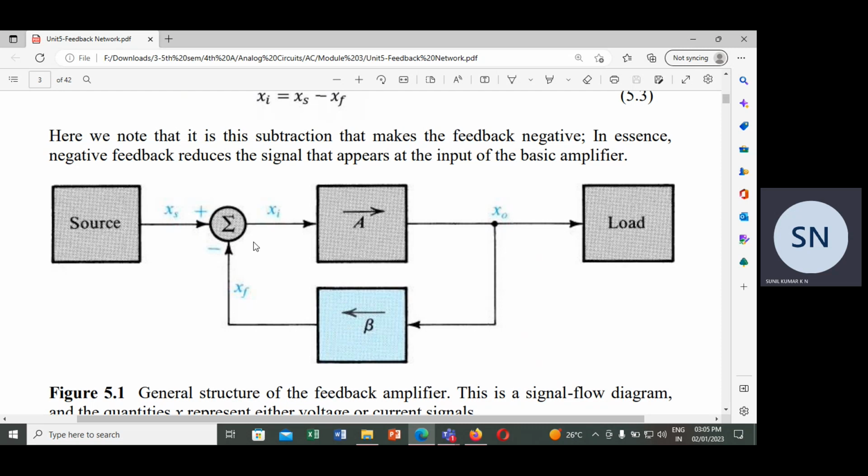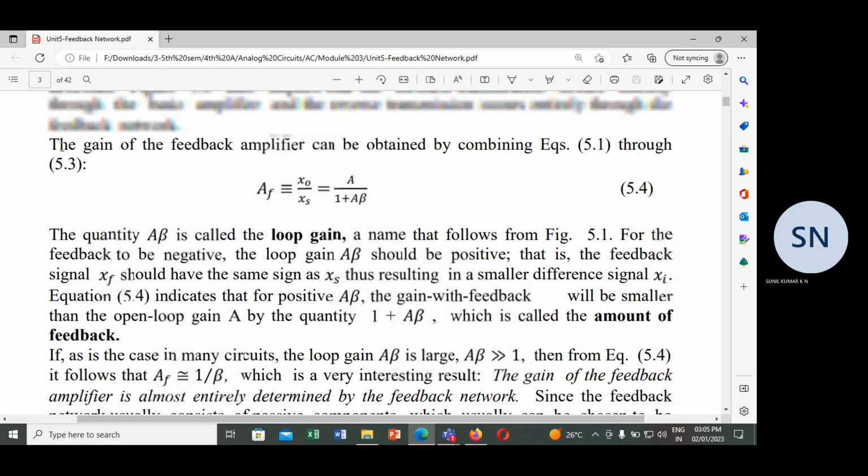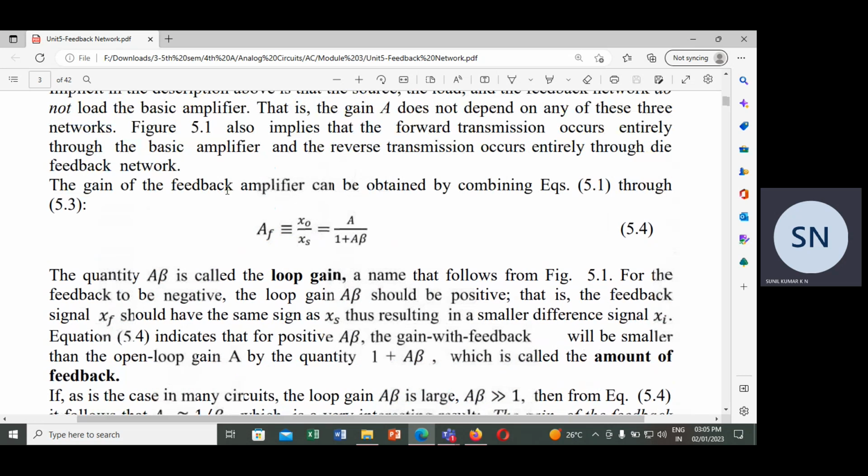feedback gain. So in the beginning of the morning class we wrote A into beta. So that is what? The loop gain. So this is the loop gain, A into beta. We need to find the gain which you are going to get with respect to feedback, and we will be calling it AF.